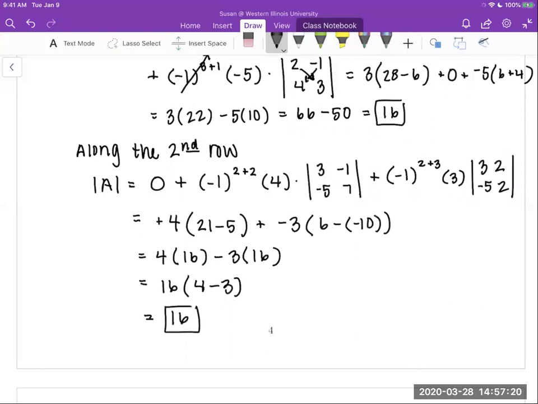So you'll see that the value that we got expanding along the second row was the same as the value that we got expanding along the first column. You could pick any of these 3 rows or any of these 3 columns. All of them would give you a determinant of 16.